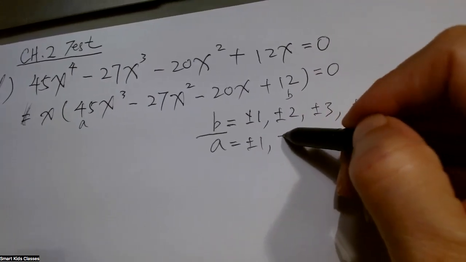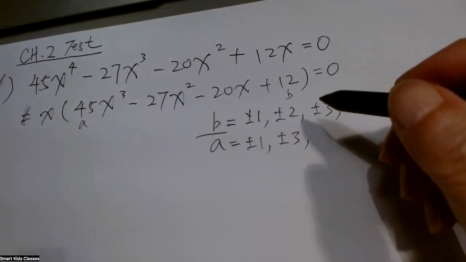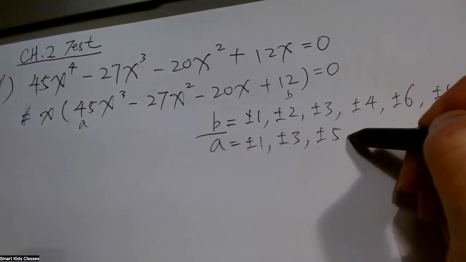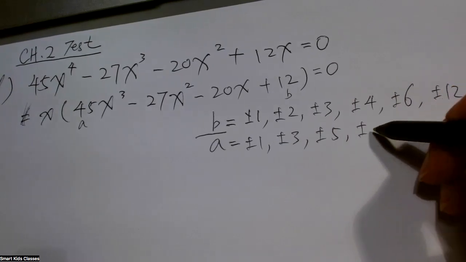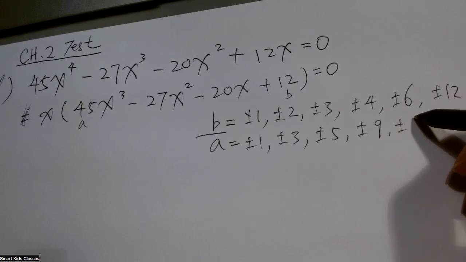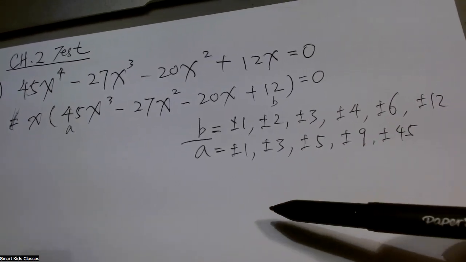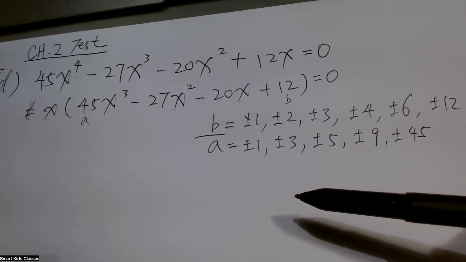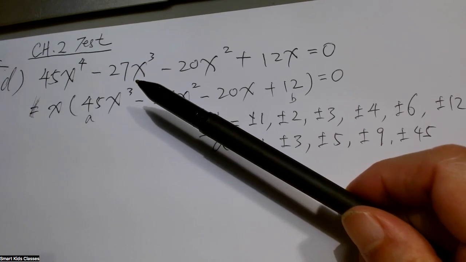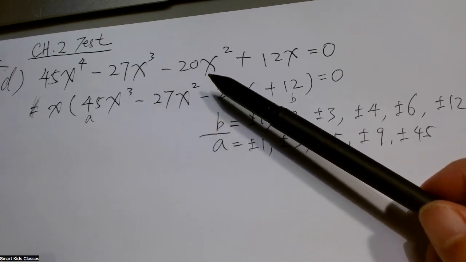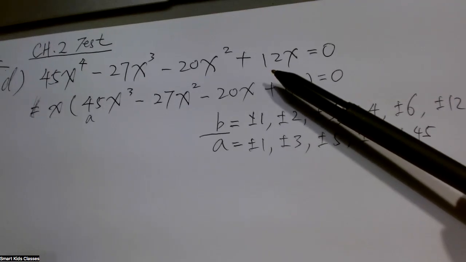1, 3, 5, 9, and 45. From here, I think we should try smaller numbers. Let's say 1 more. If it's a 1, negative will be 47. And 45 plus 12, oh, it's 57.